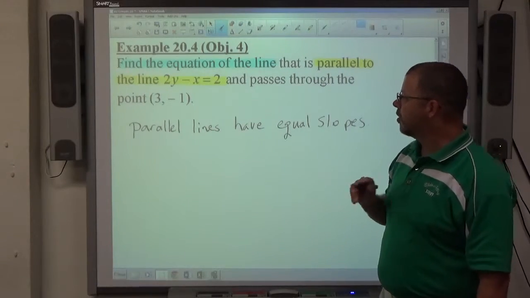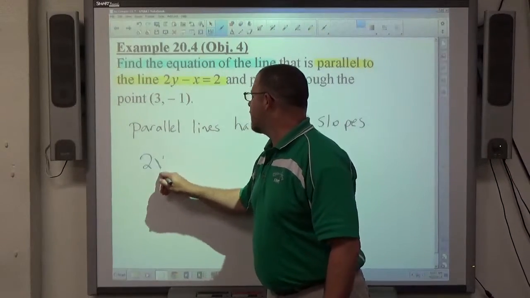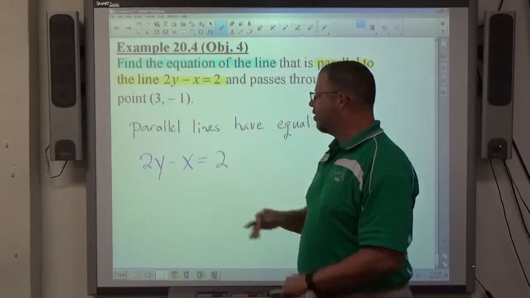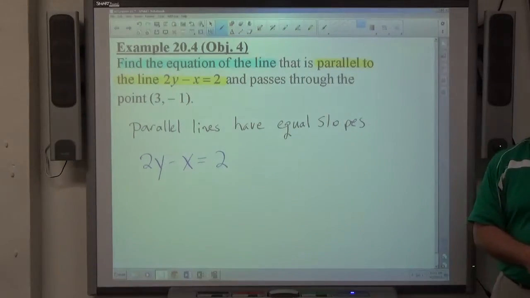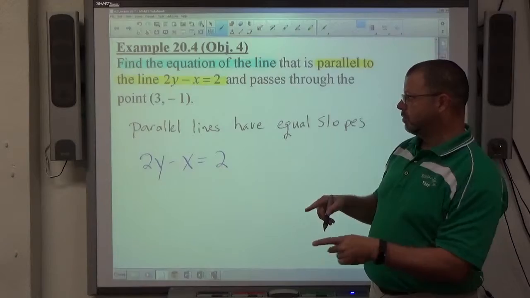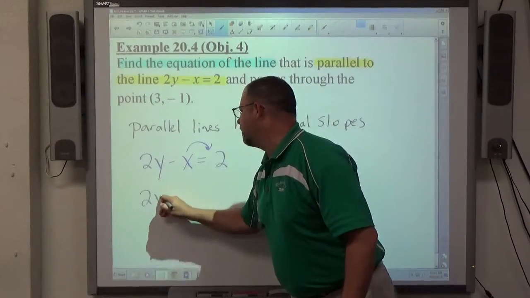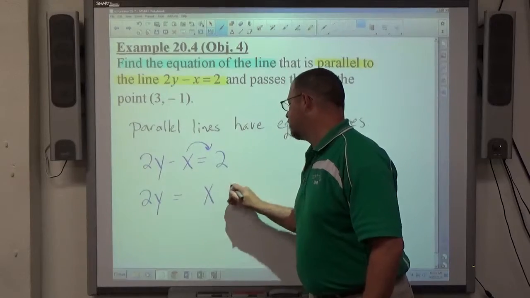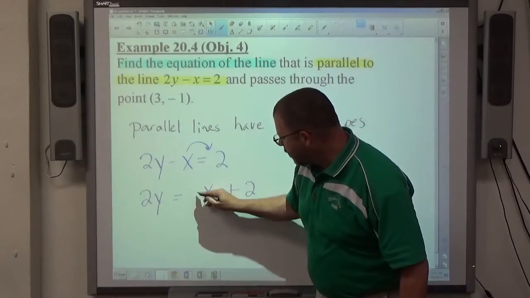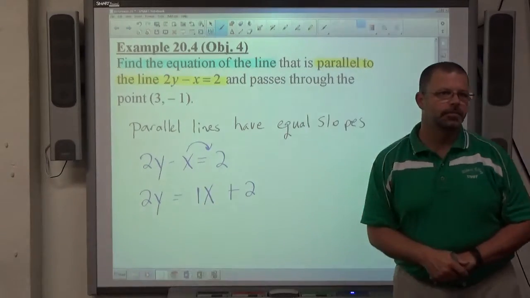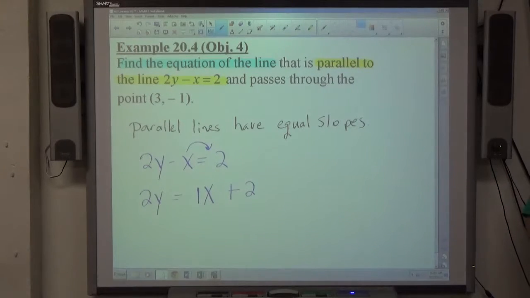2y minus x equals 2. How can I take 2y minus x equals 2 and determine a slope? Divide by 2 and also move the x over, right? So I'm going to move the x over here, so I'm going to get 2y equals x plus 2, right? And one thing I'm going to do here is put a 1 in front of the x. I always like my x to have a number in front of it. So if it doesn't, I'm going to put a 1 there.